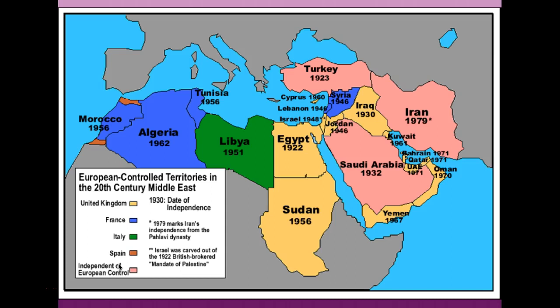One more map. European-controlled territories in the 20th century, Middle East. And the dates here are pretty interesting. Algeria did not become independent until 1962. The UK or Britain had the orange colors. Italy held Libya. Spain held some parts of Morocco. And then independent of European control were those few orange, pinkish states, Turkey, Iran, and Saudi Arabia. Iran gained independence from a different dynasty, and yeah, these are interesting dates to look at after World War I. It took really after World War II for most of these states to gain independence.